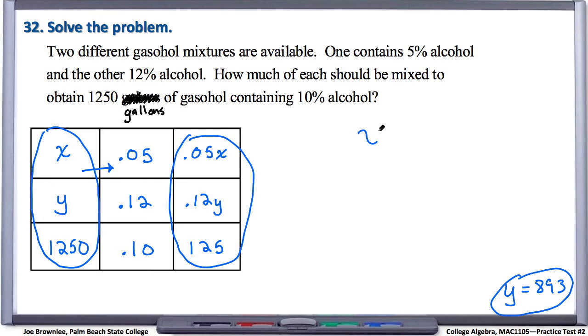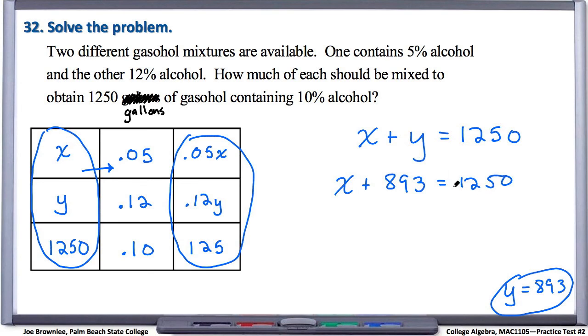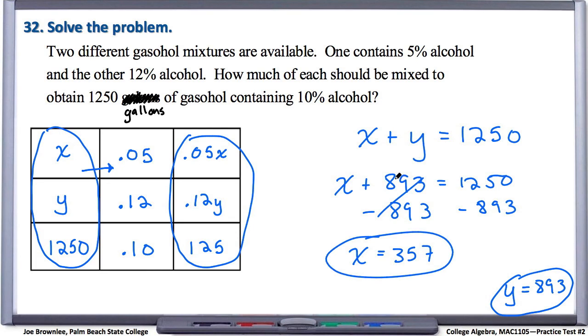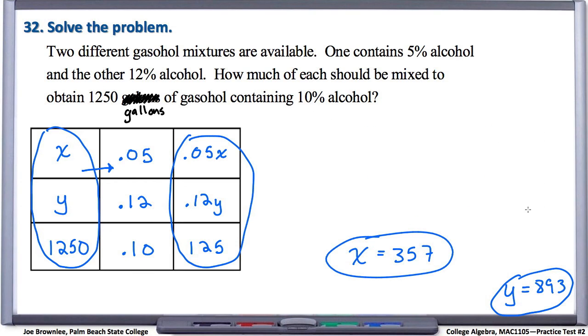All right, so we had our first equation as x plus y equals 1250. But we now know what y is based on our elimination, so we're going to take that y value and plug it in. So we have x plus 893 equals 1250. Now we'll simply subtract 893 from both sides, and that leaves us with x equals 357.